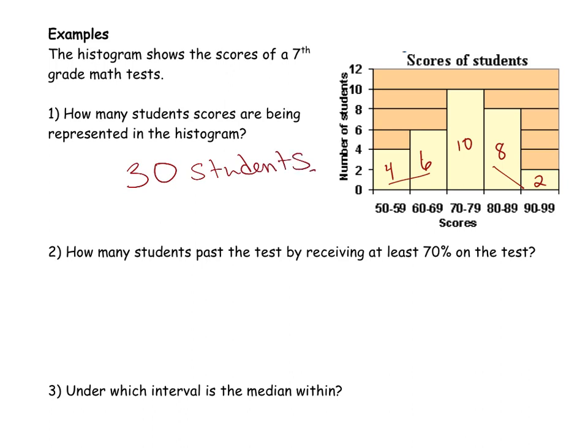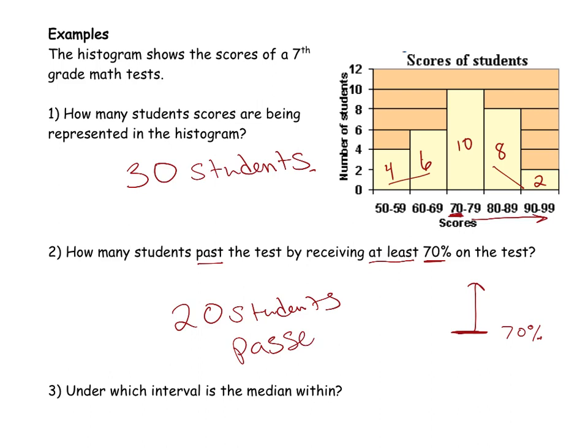Now, how many students passed the test? That means that they got a 70% at least. Now remember, at least means you measure 70%. You count that, and then anything that's above that. So the minimum in this column here is 70. So 70 would be counted. And then everything above that is counted. Well, 10 plus 8 is 18. 18 plus 2, there would be 20 students that passed. I think that this passed should have been P-A-S-S-E-D.